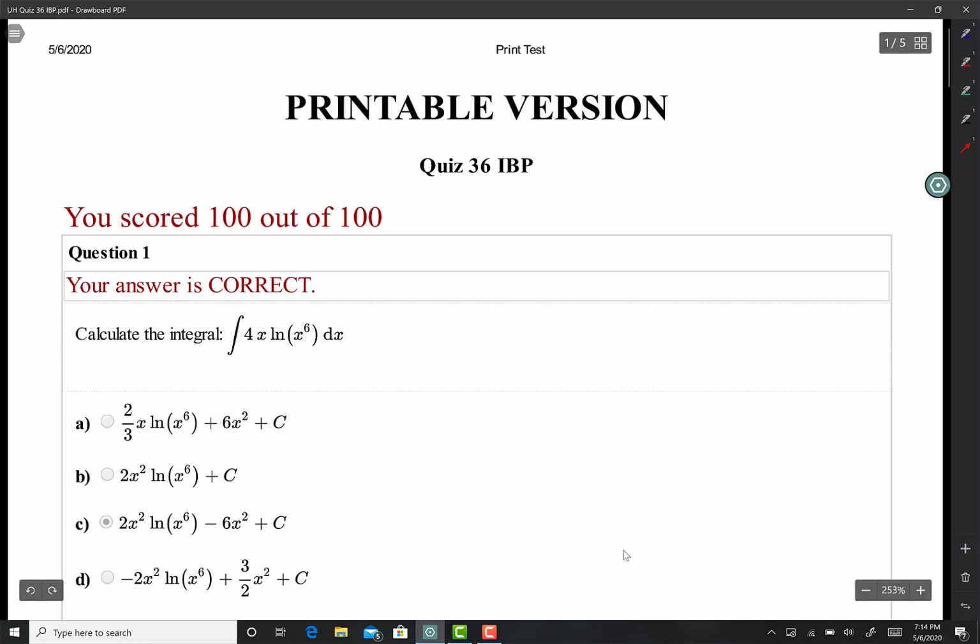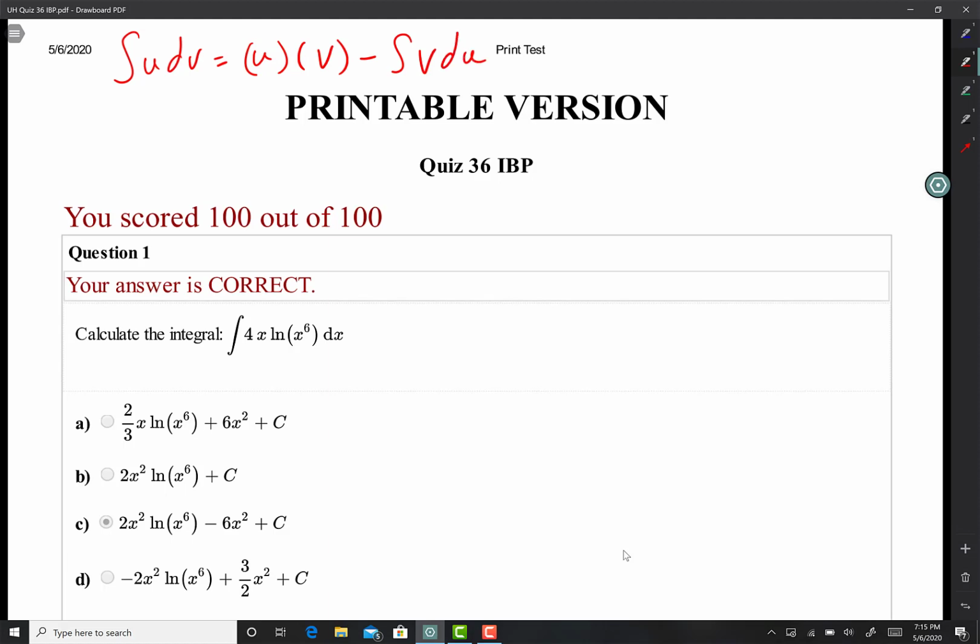If I have something that looks like the integral of u dv, I can write this as u times v minus the integral of v du. This formula can actually be derived from the product rule, but let's go ahead and just use it.